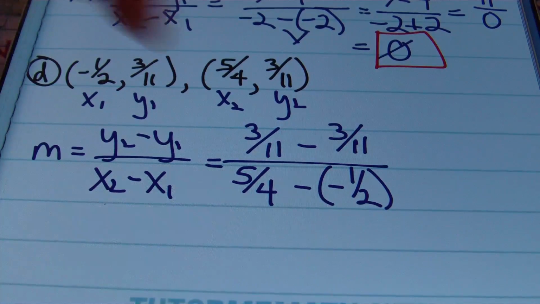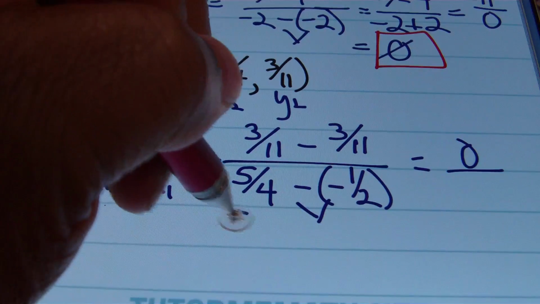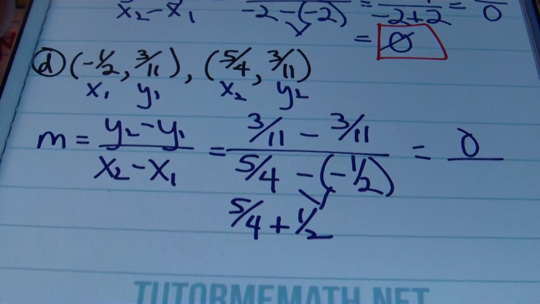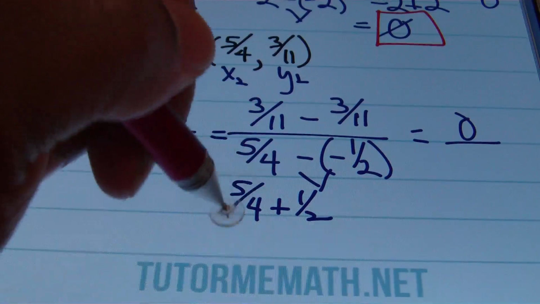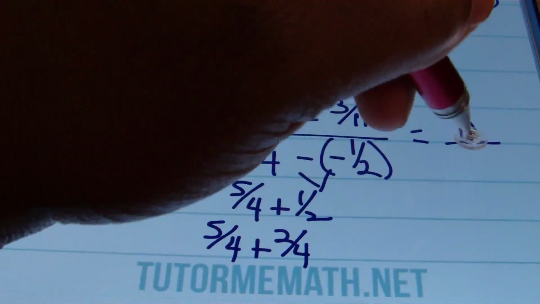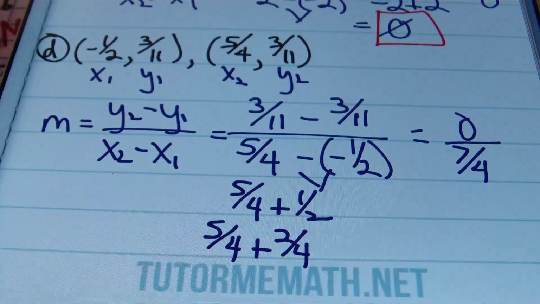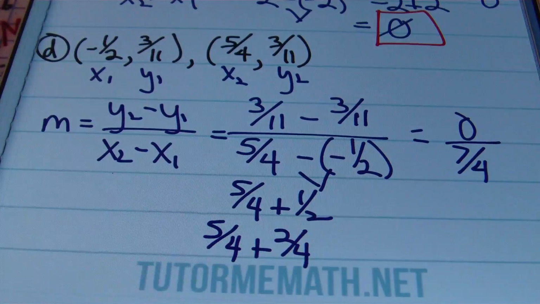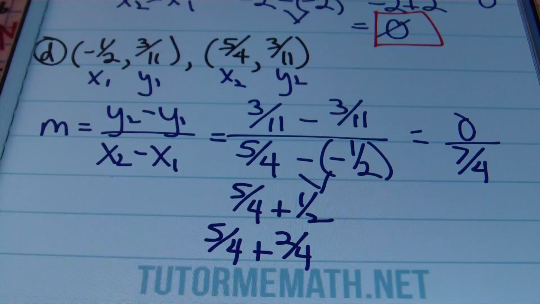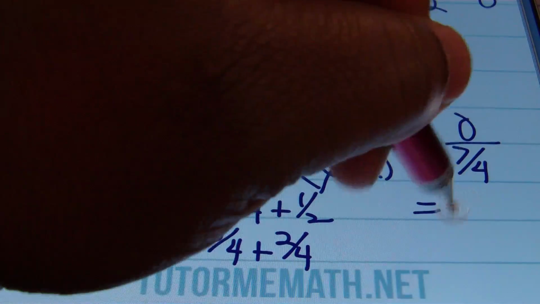Well, ladies and gentlemen, you will end up with 0 in the numerator. All right. And in the denominator, this is 5/4 plus 1/2. And you can go ahead and get an equivalent expression that reads 5/4 plus 2/4 to give you 7/4 in the denominator here. But we have 0 in the numerator. Anytime you have 0 in the numerator over any number other than 0, the answer is 0. So that means that my answer is 0 here.